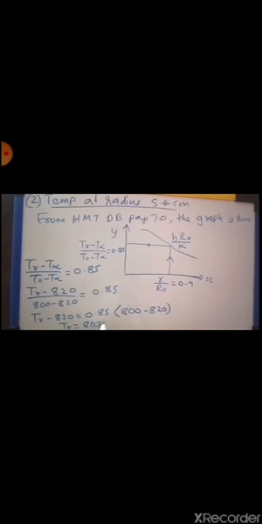Substituting the values, Tr is the only unknown. Tr minus T alpha value 820, divided by T0 800 minus T alpha 820, is equal to 0.85. Cross multiplying, we get Tr minus 820 is equal to 0.85 into 800 minus 820. From that we get Tr is equal to 803 degrees centigrade. This is the answer.